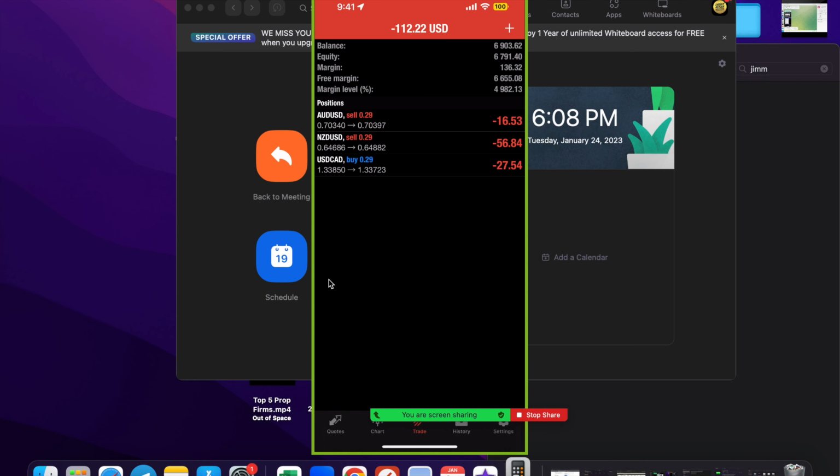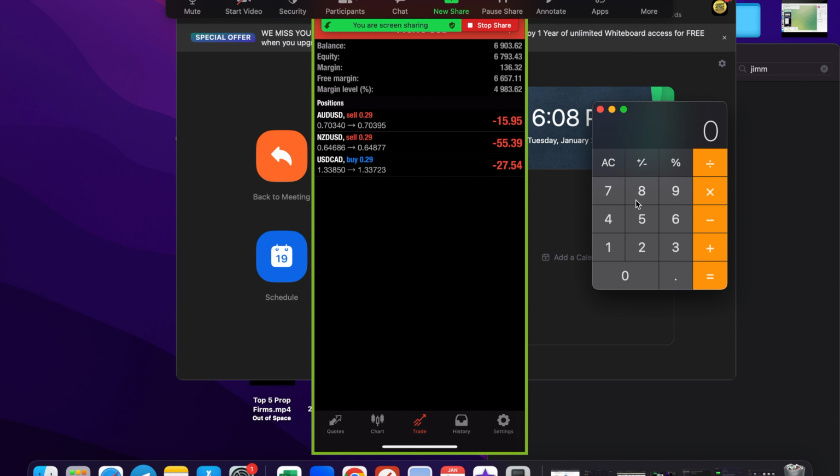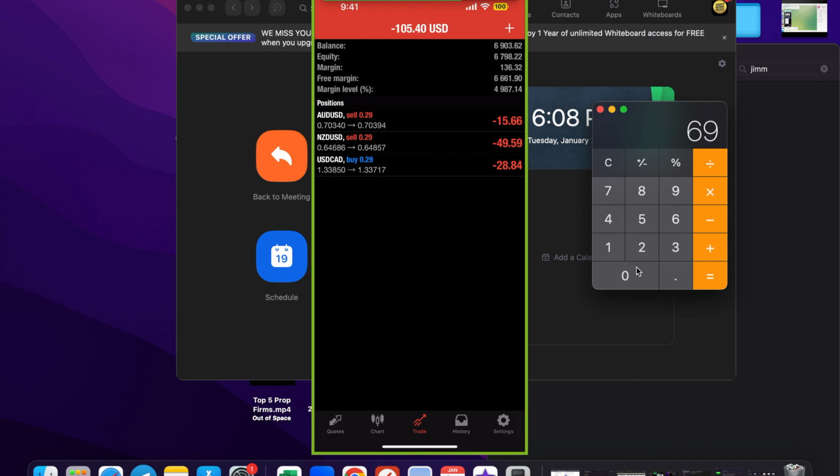So even if you look at your drawdown, and $6,900 is the total balance right now, even if you looked at it like 0.1%, that's $69. So right now we're floating about 2% drawdown. Like I said, man, I keep it very conservative, as y'all can see.